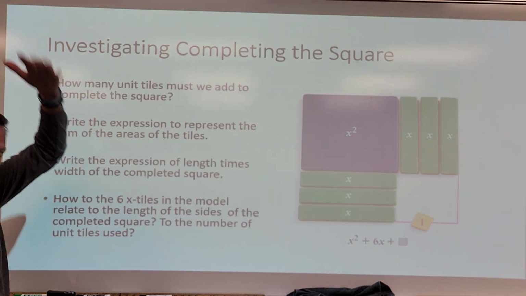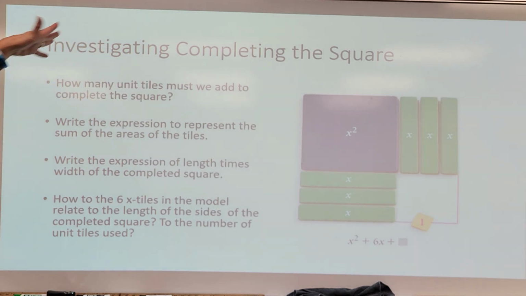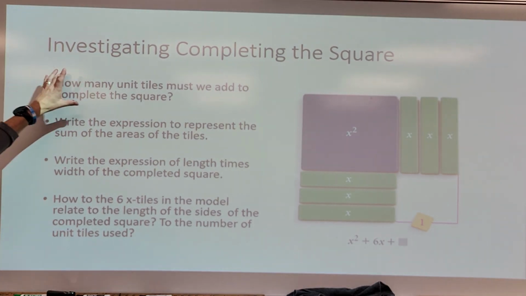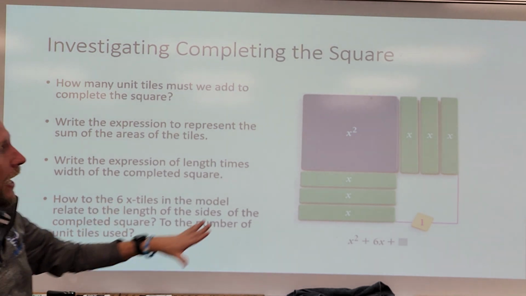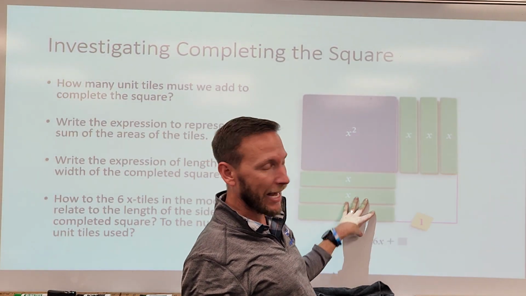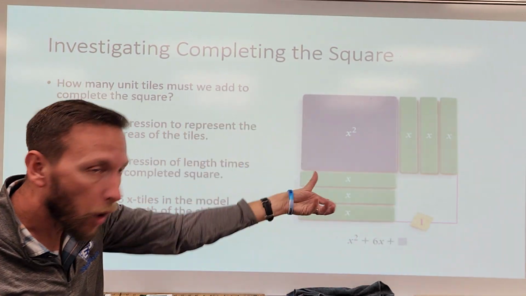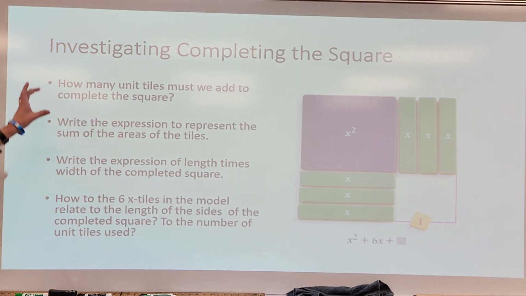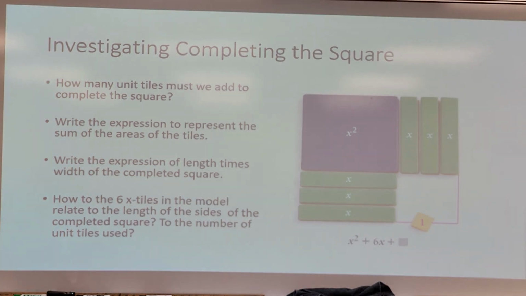And so what I want us to do is I want us to just kind of think real quick and briefly but thoroughly about making a perfect square out of x squared and 6x. How many ones do we need to make a perfect square? How many unit tiles must we add to complete the square?